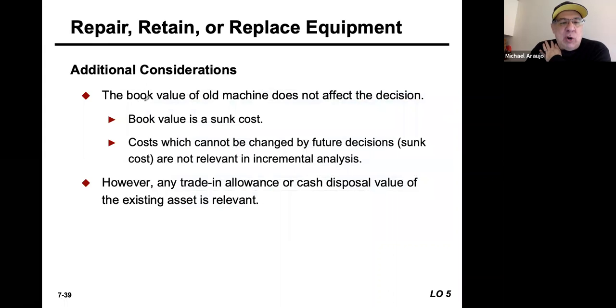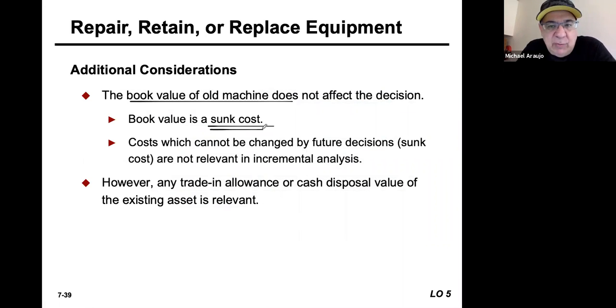So again, just to know that the book value of the old equipment doesn't matter. It just doesn't matter because it's a sunk cost. They bought this thing a few years ago. They had to go through this when they decided to buy that new one. The only thing that matters is if they're actually going to get cash for selling it, because now that cash is going to offset the cost of buying the new machine. And so that's a relevant cost.